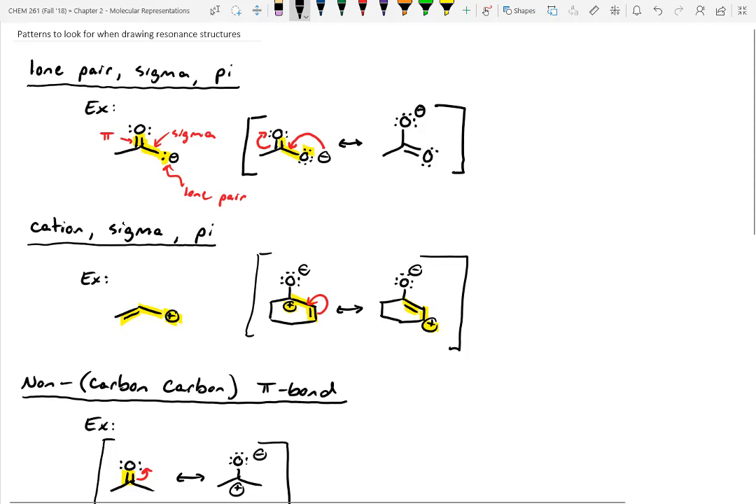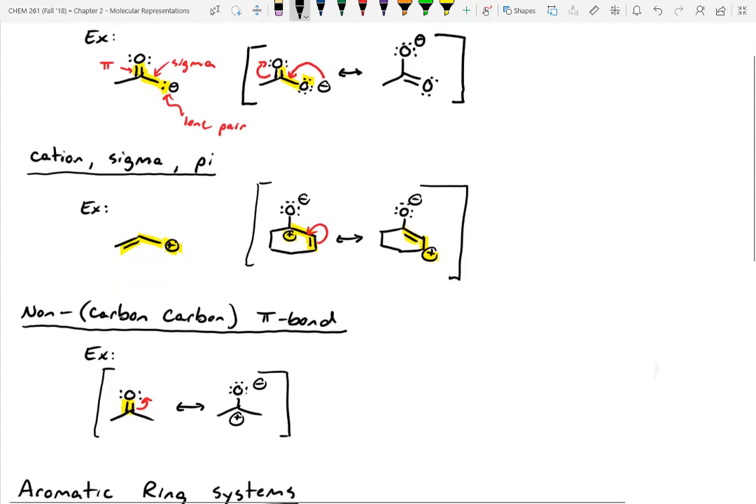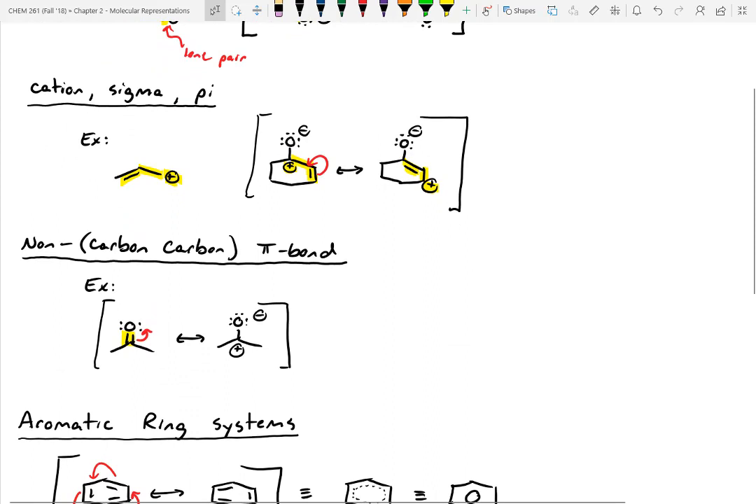All right? The second pattern that often shows up, I call a cation sigma pi. So you've got a cation on one atom attached to a sigma bond, and then there's a pi bond next door. And I've got an example of that. We saw a few of those already, especially with the allyl cation. The next one is a non-carbon-carbon pi bond. You can break those. So in this example, we have a carbonyl where we take the pi bond, dump electrons to oxygen, and it gives you a carbocation.